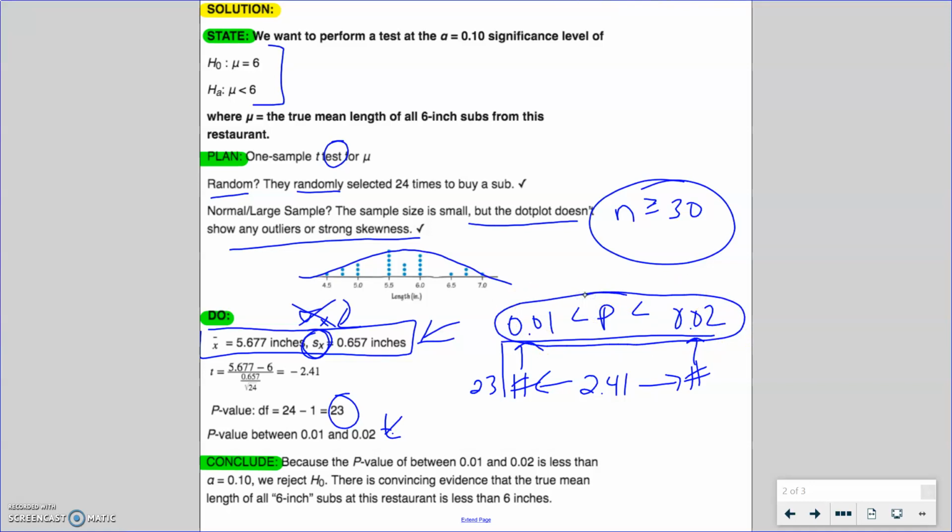Remember, you don't have to know exactly what it is. As long as it's in between those two, both of those probabilities, those p-values, are less than our alpha or significance level of 0.1. So it doesn't really matter exactly what that number was. So then our conclude, because the p-value of between 0.01 and 0.02 is less than that significance level of 0.1, we reject the null hypothesis. There is convincing evidence that the true mean length of all 6-inch subs at this restaurant is less than 6 inches. Okay, so that's kind of how it works.